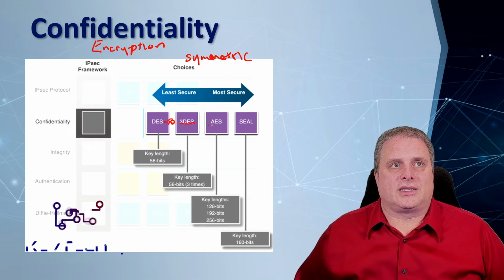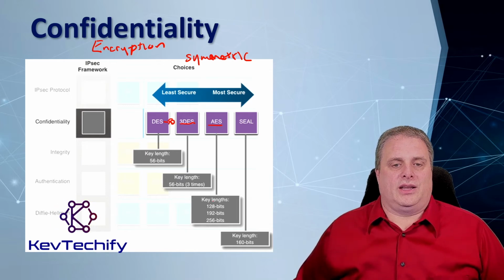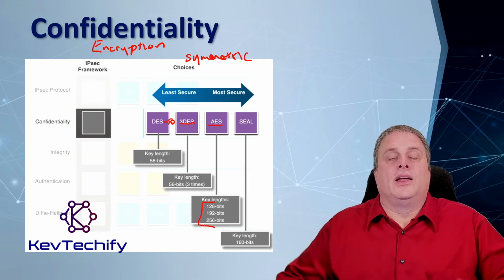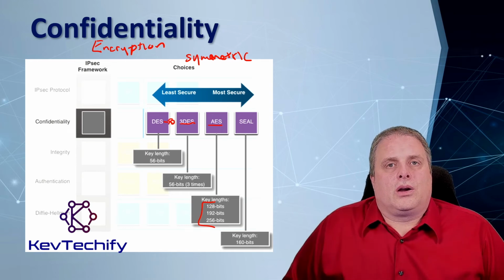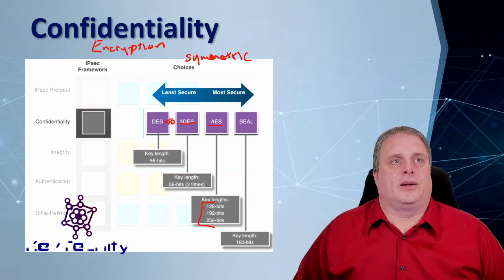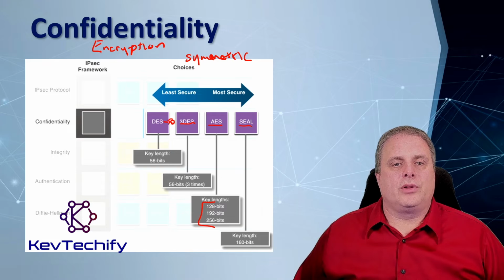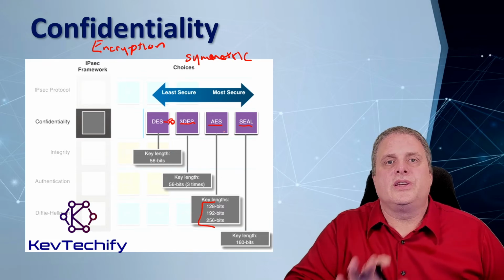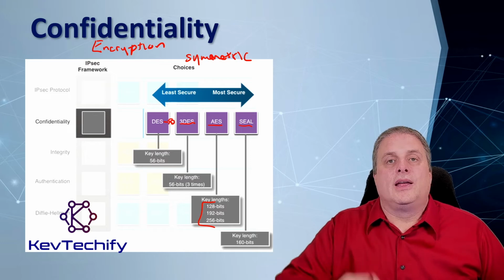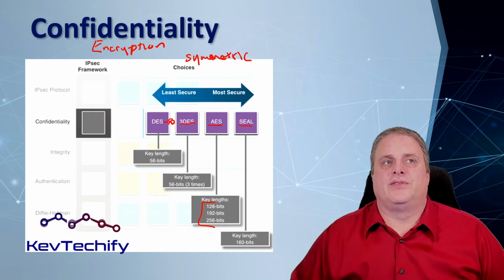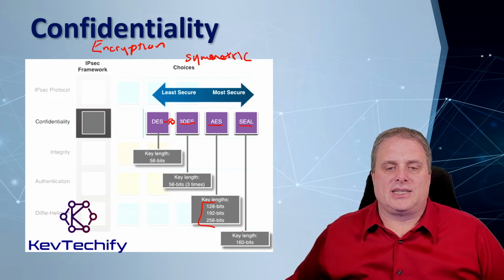Then we have AES. They offer different key lengths here. The key lengths are 128, 192, and 256. Once again, the longer the key length, the harder it is to guess what the actual key is to decrypt the data. And then we have SEAL here. Now, you should use SEAL when available. Not everything supports SEAL. And what SEAL here is, is a stream cipher. That means it encrypts data continuously instead of encrypting blocks of data. And SEAL has a 160-bit key length. Because of how it encrypts the data, it is more secure than AES.